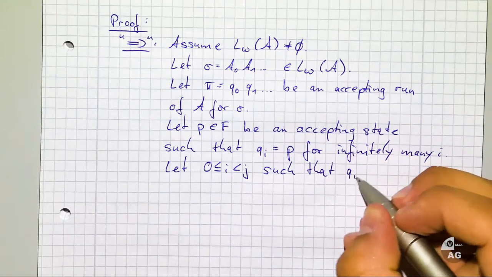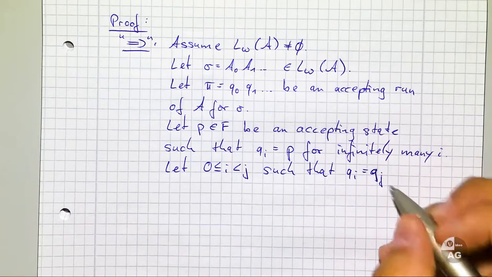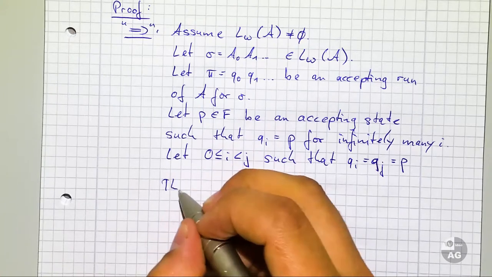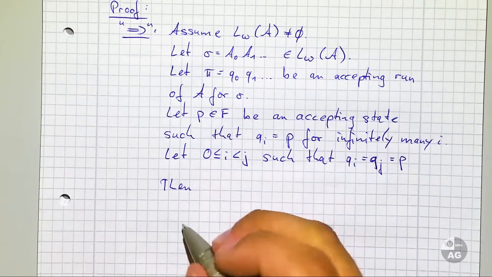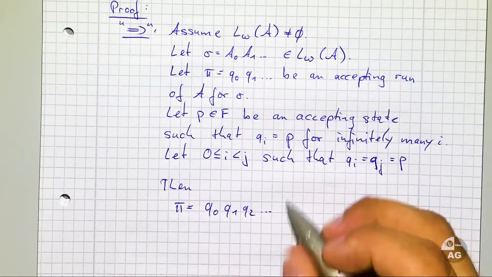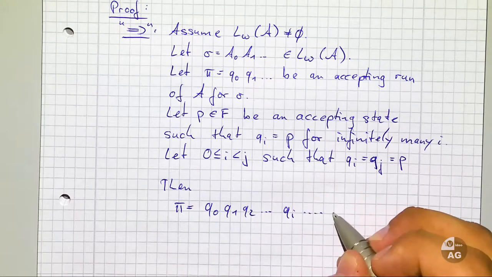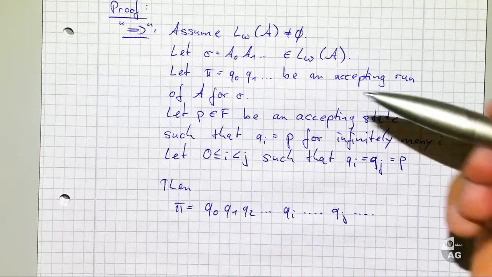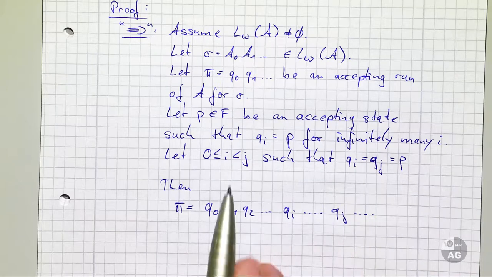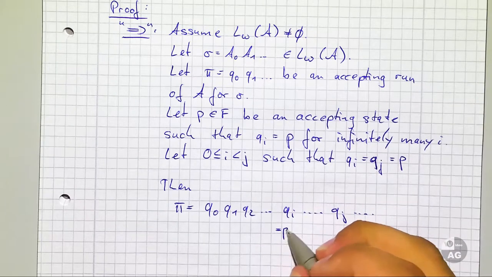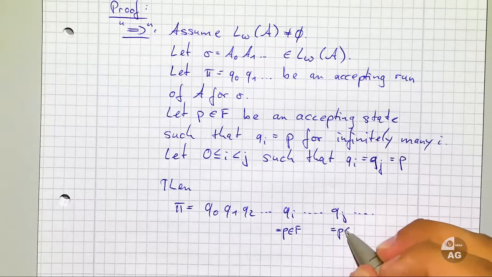Now we can choose i and j, two positions in the word that are distinct, such that qi and qj are P. So at both positions i and j in this accepting run, we see the accepting state P. What does our run pi look like now? Q0, Q1, Q2, up until Qi, and then at some later position Qj, and then it goes on. This is the run pi on sigma. We have two distinct positions i and j where the automaton is in the accepting state P, so here is P in F, and here is also P in F.